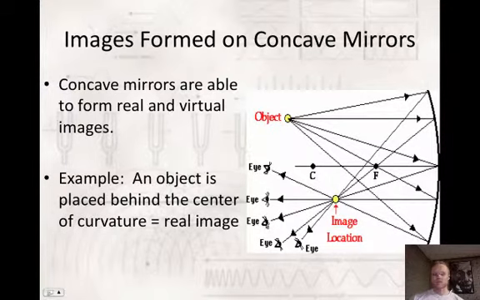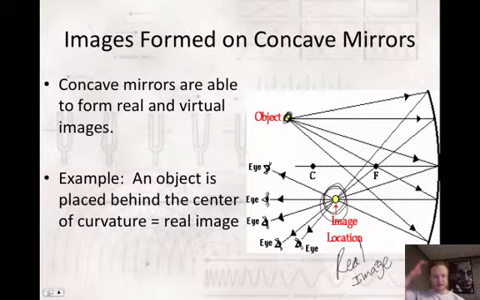So here's an example of a real image. You've got this object, whatever it is. For right now it's just a ball. Basically you have light reflecting off the ball, or well, I should call it incident rays, coming off the ball, hitting the concave mirror, and it's forming an image right here. These light rays are on the left side of the mirror, on the same side as the object, and so that's called a real image. This is an example of a real image, when you have the light rays all meeting at one point on the same side as the object.